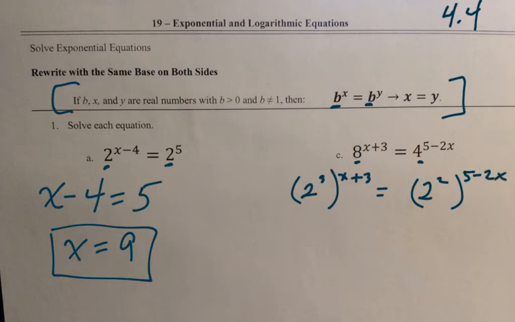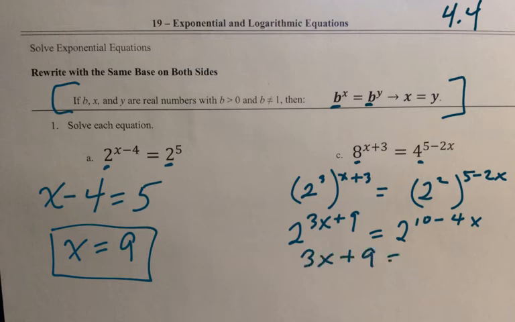We then use our laws of exponents and the power rule to get that this is 2 to the 3x plus 9, and this side will be 2 to the 10 minus 4x. Now we have the same base on both sides, so their exponents must be equal. 3x plus 9 must equal 10 minus 4x. We're going to get the x's on one side and the constants on the other side. So we end up getting that 7x equals 1. So x equals 1/7.